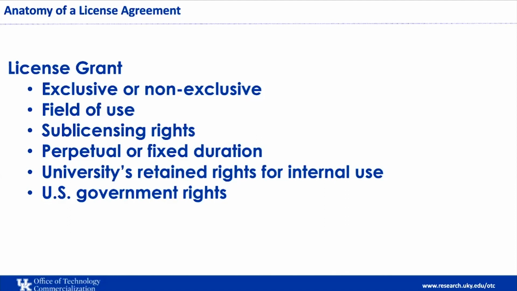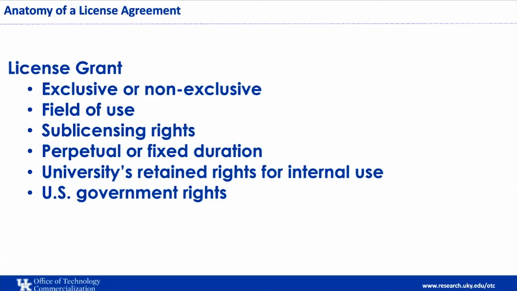We address sub-licensing rights, and typically exclusive licenses will have the ability to sub-license, provided that we receive unredacted copies of sub-license agreements, copies of reports received from the sub-licensee, and a percentage of any license income that the licensee receives from its sub-licensee. I want to define the term of the license agreement. Is it perpetual or fixed duration?